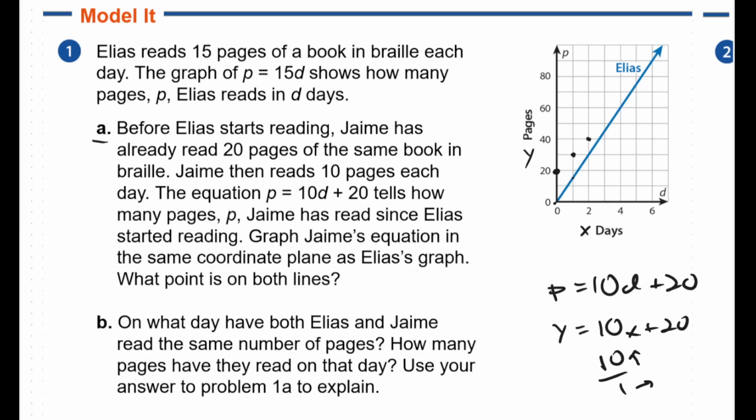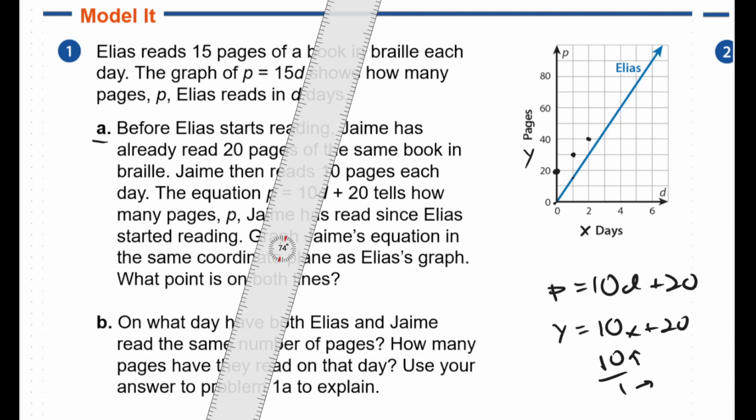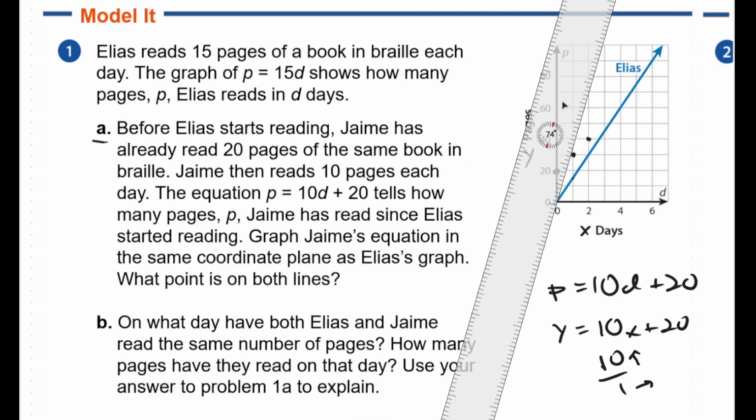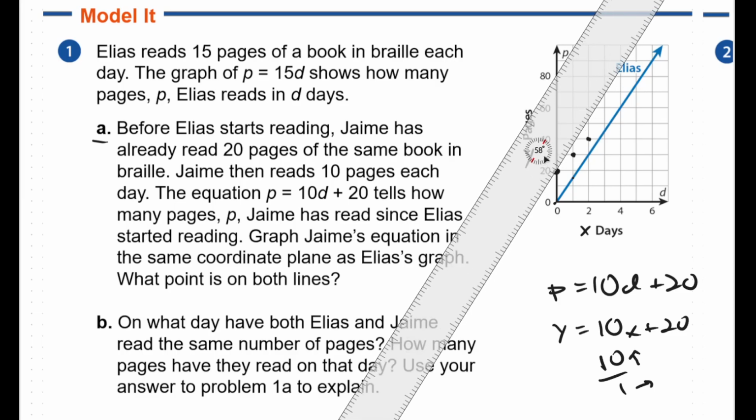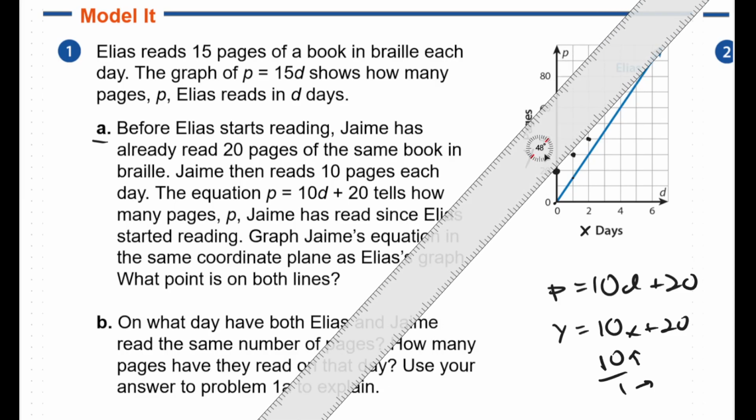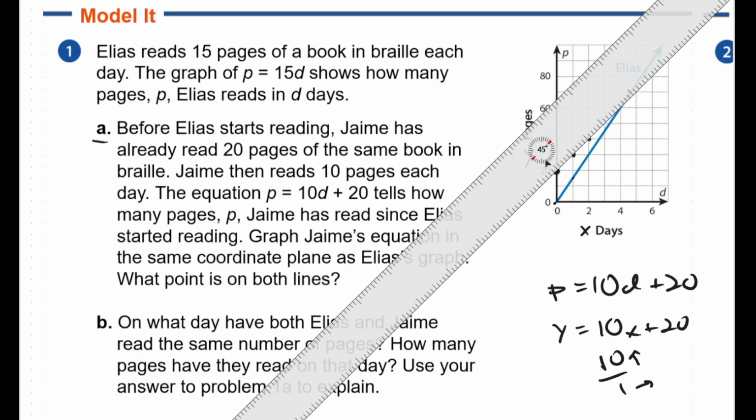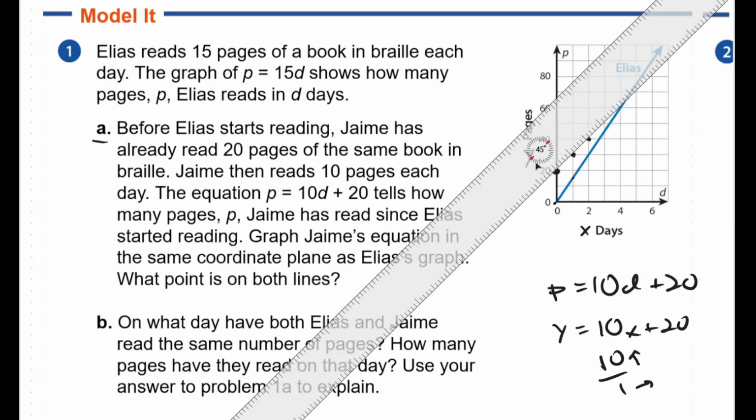Okay, now that I've got a couple of points, I need to draw my line. So get out my handy dandy ruler. This is going to take me a second, folks, so bear with me. Need to get this to line up on all 3 points. And then I'm going to draw a line through all of my points.